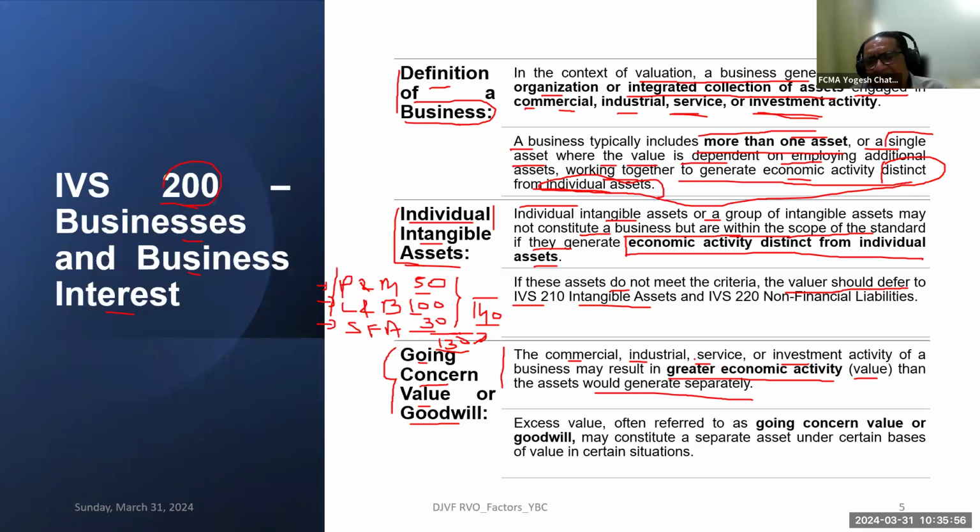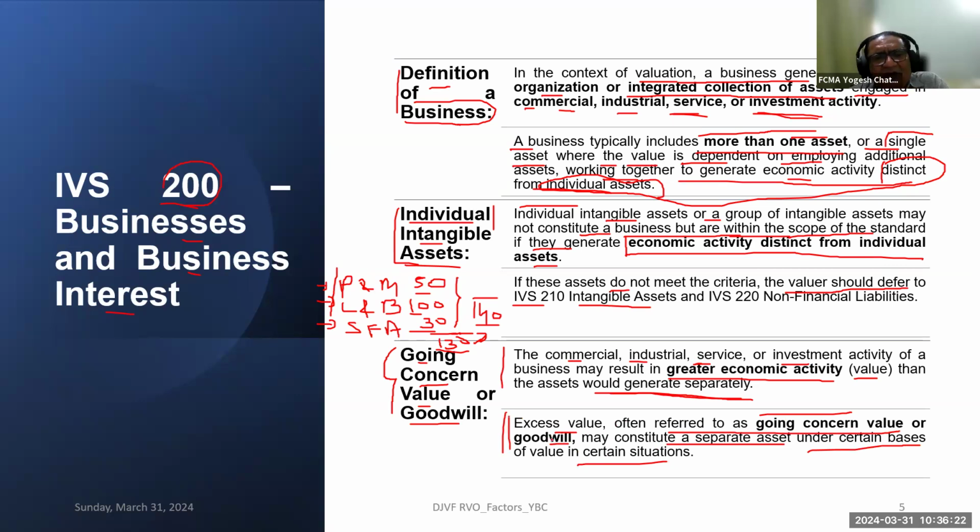The commercial, industrial, service or investment activity of a business that may result in greater economic activity than the assets would generate separately, an excess value, is referred to as the going concern value or the goodwill, and that may constitute a separate asset under a certain basis of value in a certain situation.